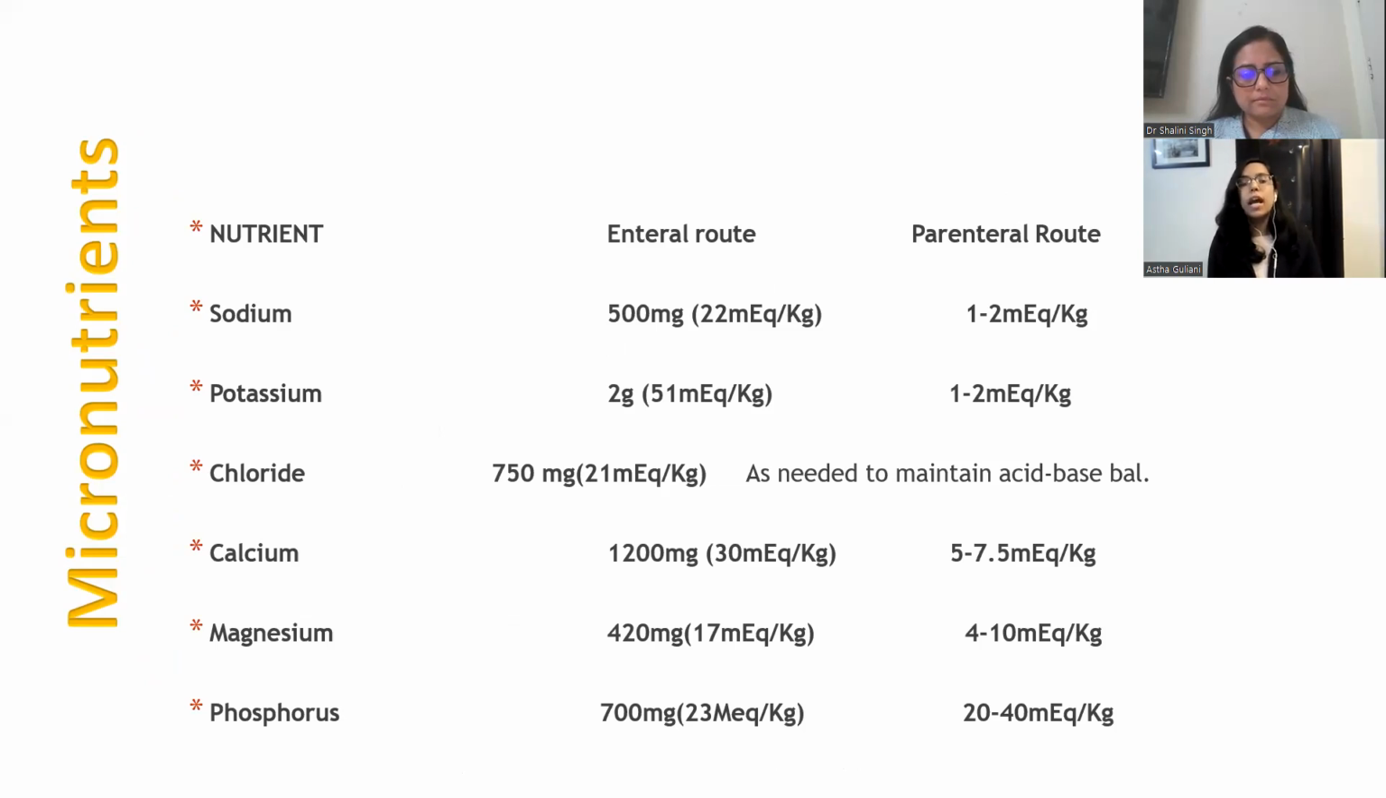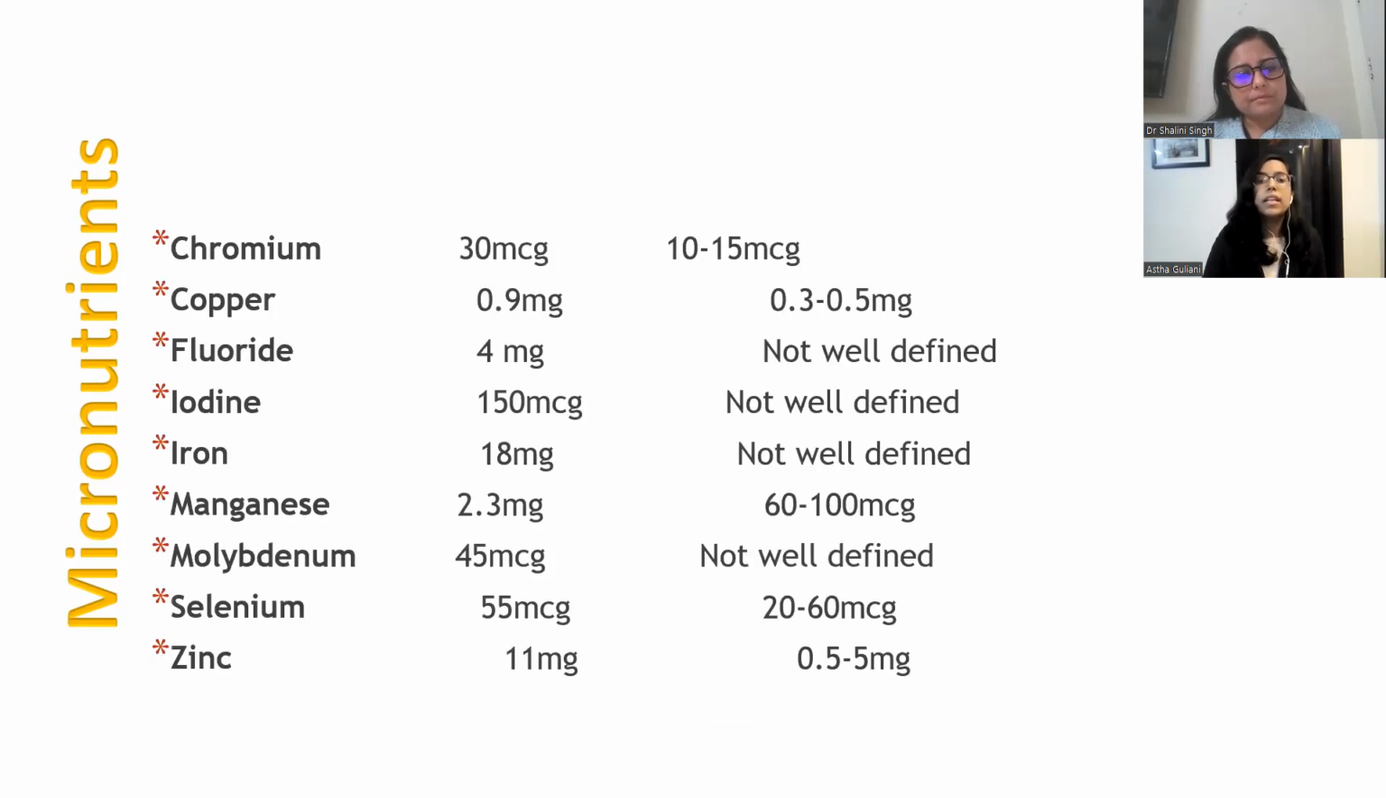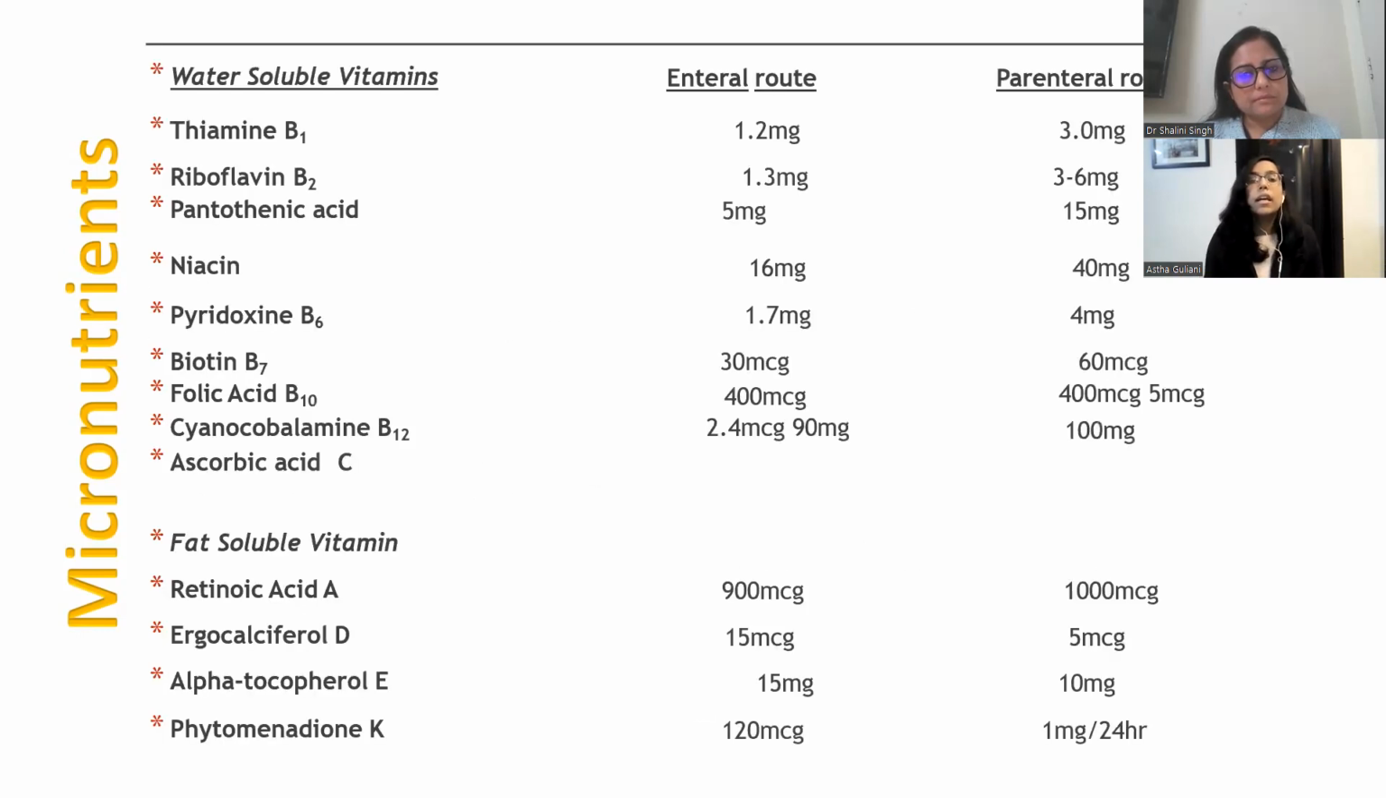In my patient, she had hyponatremia and hypokalemia. So she can be provided 22 milliequivalents per kg of sodium via enteral route and 51 milliequivalents per kg of potassium via enteral route. These are the different doses of these nutrients via enteral and parenteral route. The other micronutrients that may have to be supplemented are chromium, copper, fluoride, iodine, iron, manganese, molybdenum, selenium, and zinc. Then the water-soluble vitamins, that is mostly vitamin B complex, may need to be supplemented. And for fat-soluble vitamins, that is vitamin A, D, E, K, they may also have to be supplemented.